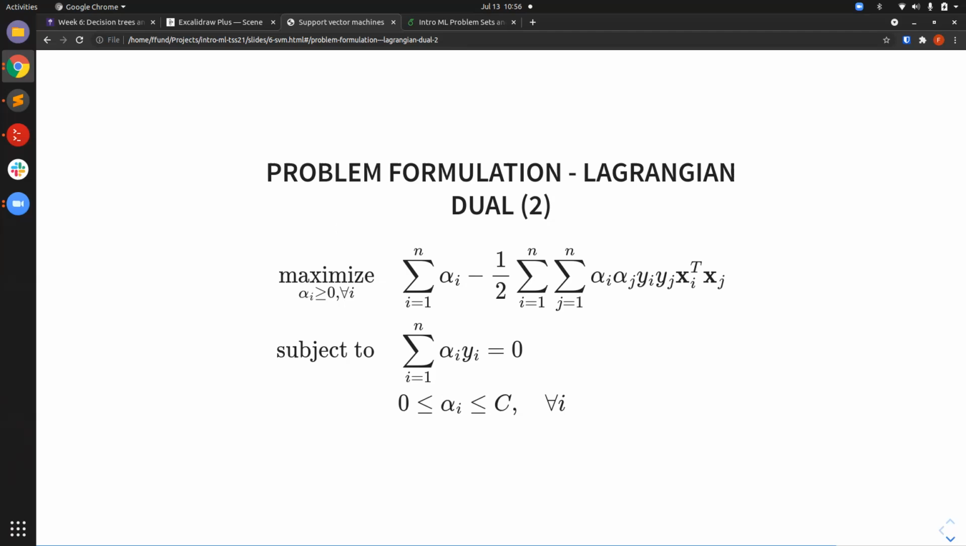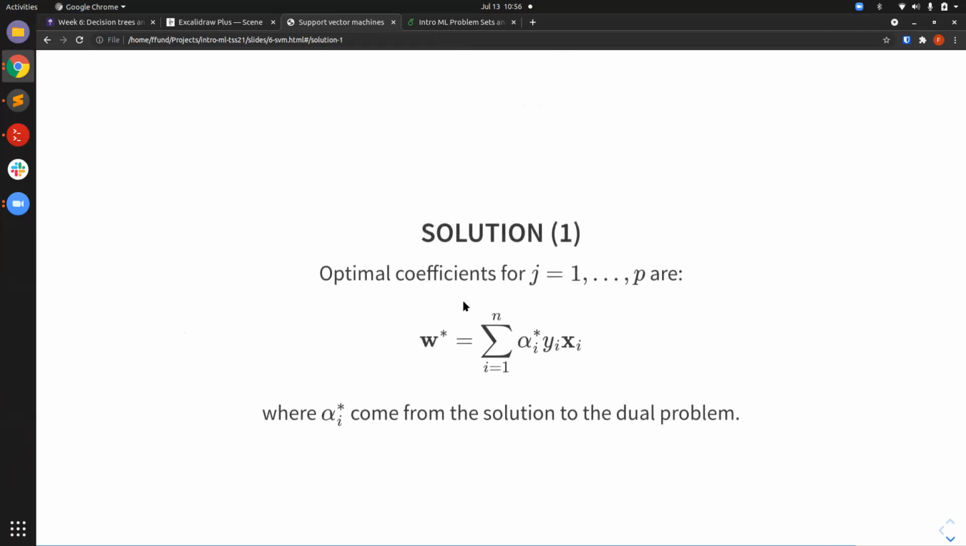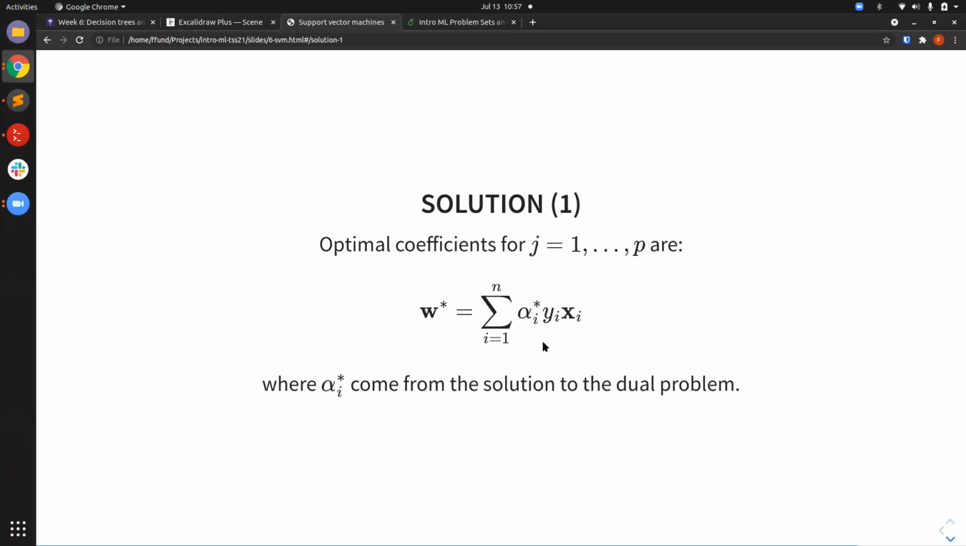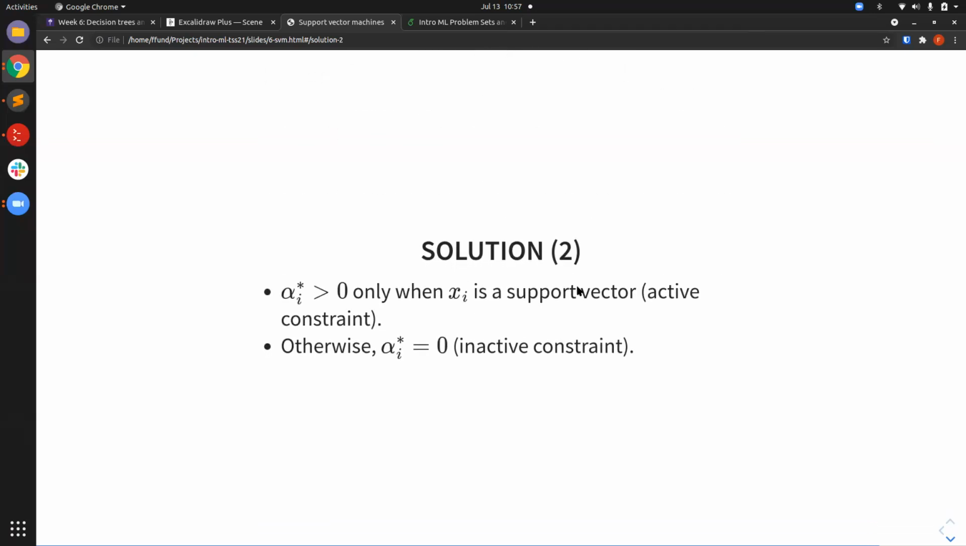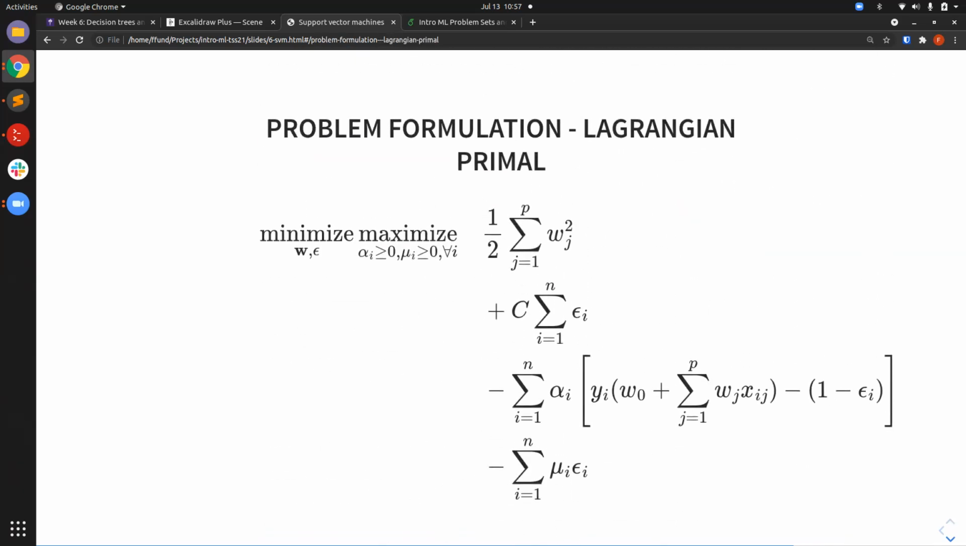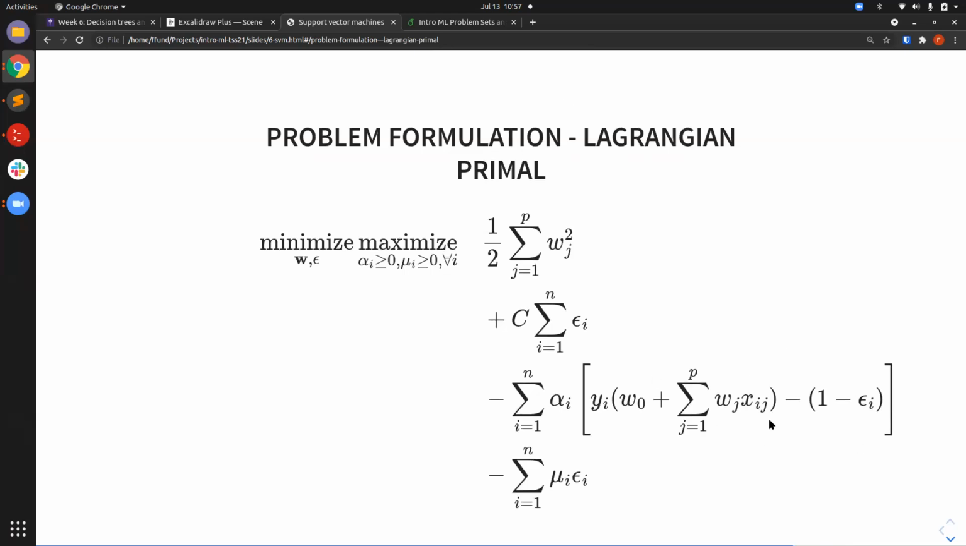The optimal weights for every weight except the first one turn out to be this expression here, where these alpha terms come from the solution to the dual problem. The alphas are going to be greater than 0 only when the constraint is active. What does that mean? This is a constraint that says we have to be on the correct side of the margin, or at least with an epsilon if it's subject to our epsilon budget.